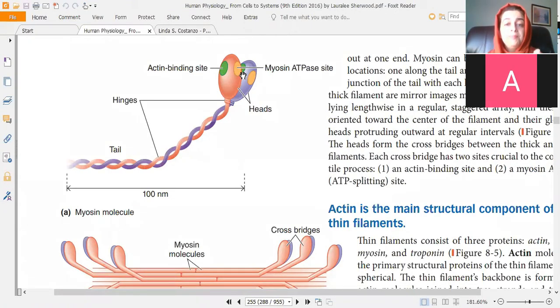The yellow circle is the myosin ATPase site, which means this is where ATP will bind. And since this site has ATPase activity, when ATP binds this site, ATP will break down and produce ADP and phosphate, and the head will absorb the energy which is produced as a result. And on this side is the actin binding site, and this part of the head will bind to the actin.